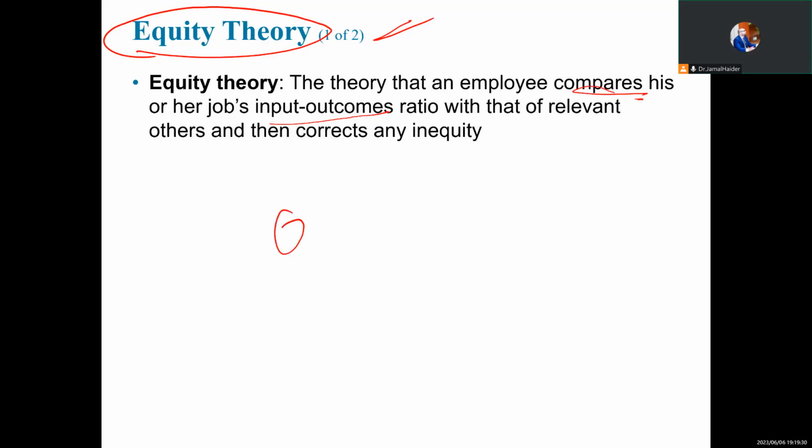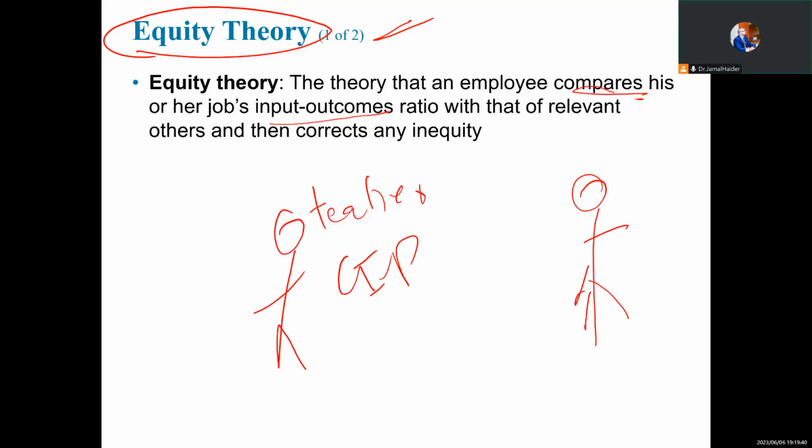For example, if I'm a teacher, I'm teaching in CIP. If my friend is working, for example, in Sisu, and he's also a teacher. If I am earning 18,000 and he's earning 20,000, then I would be dissatisfied.